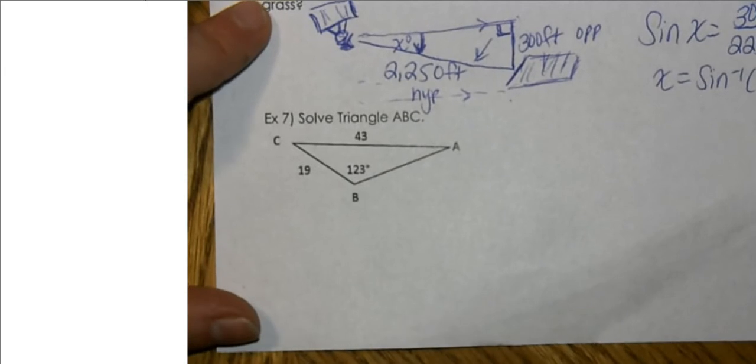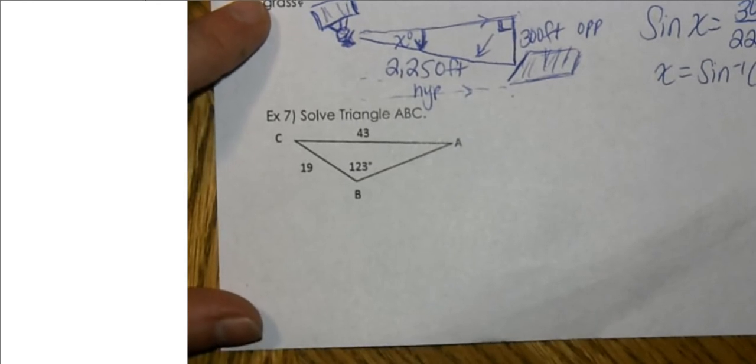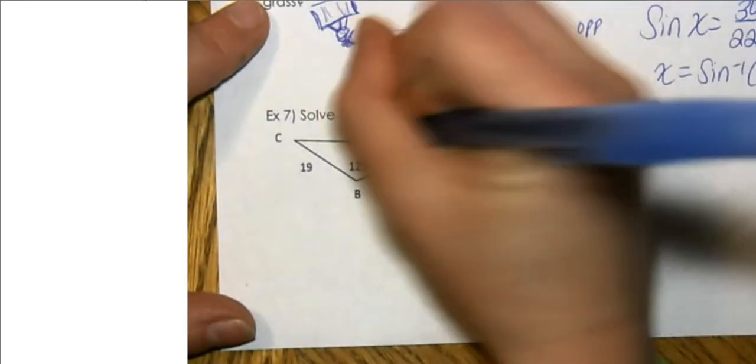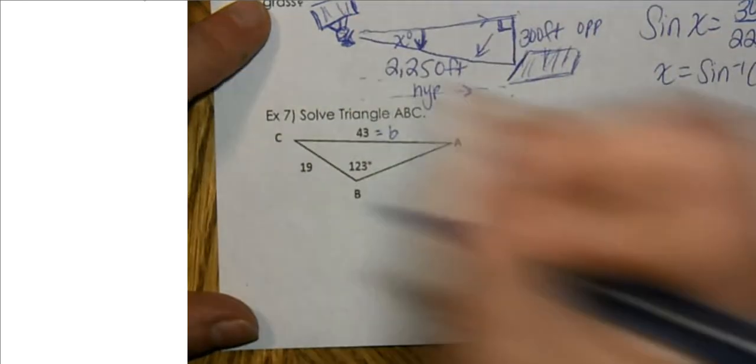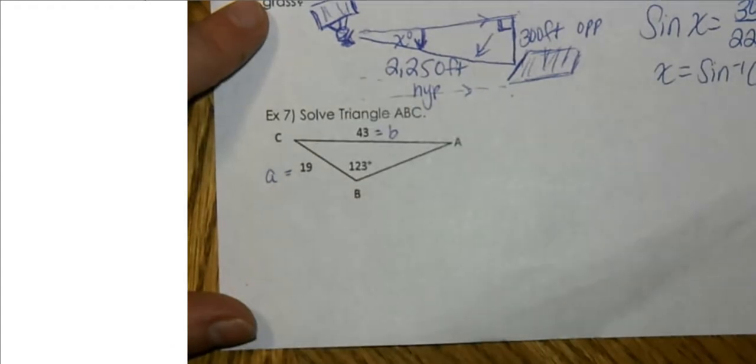In order for us to solve any type of triangle, we're either going to work with this thing called the law of sines or the law of cosines. So it just depends on the information that's given to us. In this problem, I'm going to label 43 as little b and 19 as little a, according to our angles in this picture.